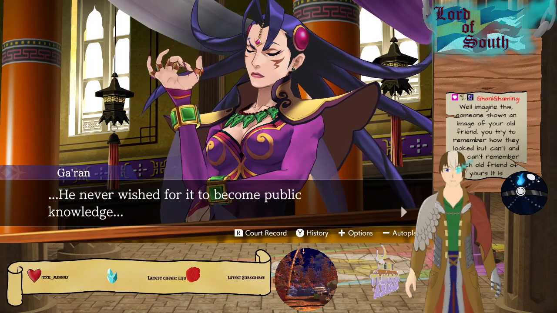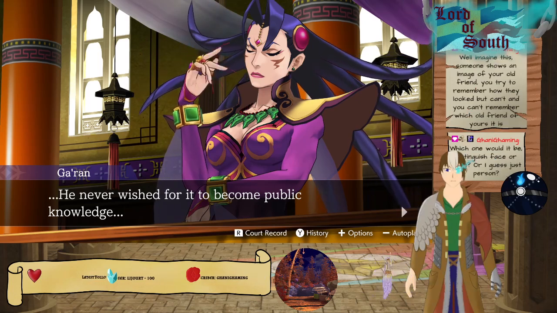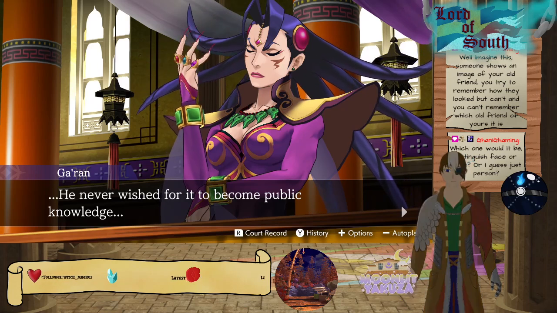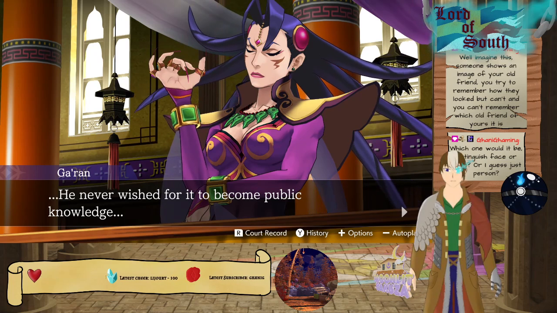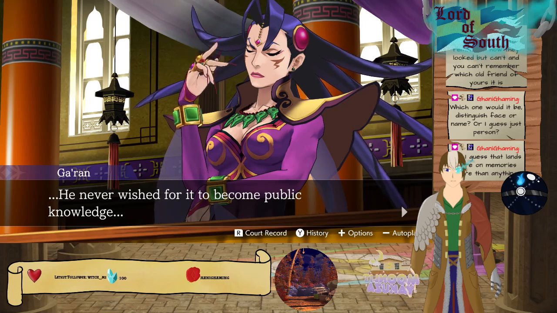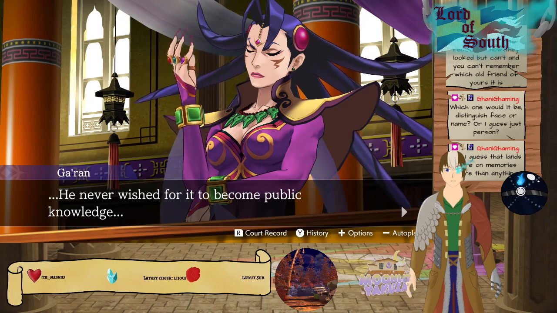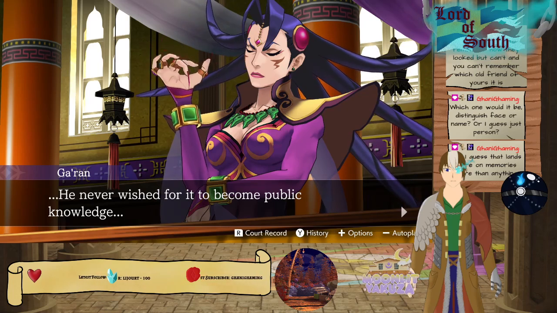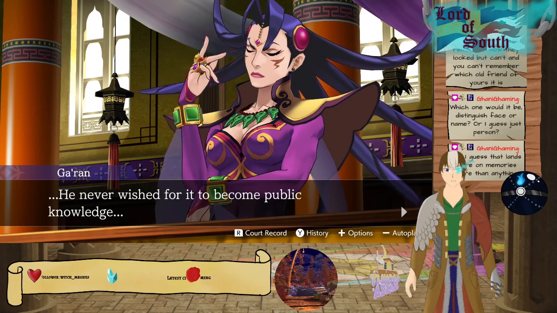He never wished for it to become public knowledge. Which one would it be? Distinguished face or name? Or I guess just person? I would say both, because in the way you explain it... Yeah, I would say both. It's just random memories, because like, oh, it shows an image of an old friend. You try to remember how they look, but can't, and you can't remember the name. I would say that's just memory. Well, it could be a disorder, depending on, but that's just plain memory.